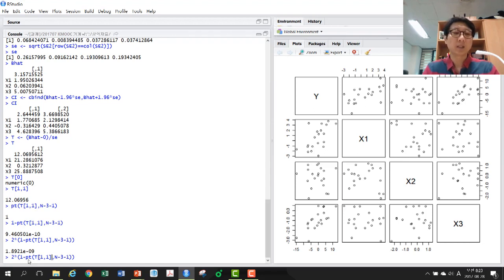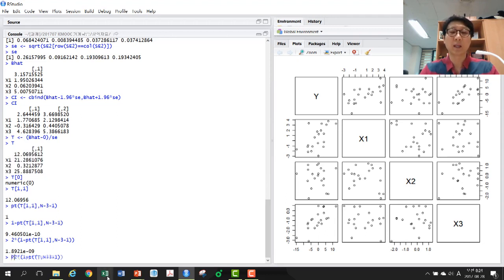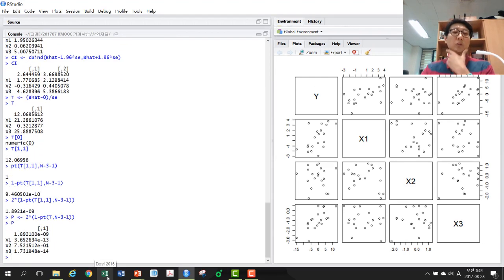So if we use just t, then it refers to the vector with the 4 elements. This one. So it returns the 4 p-values. Then we store it as p, then calculate the p-value like that. So the p-value of the intercept is 10 to the minus 9, which is very low. So that means there's almost no chance that the true value of this intercept is 0, which is true because we know the truth.